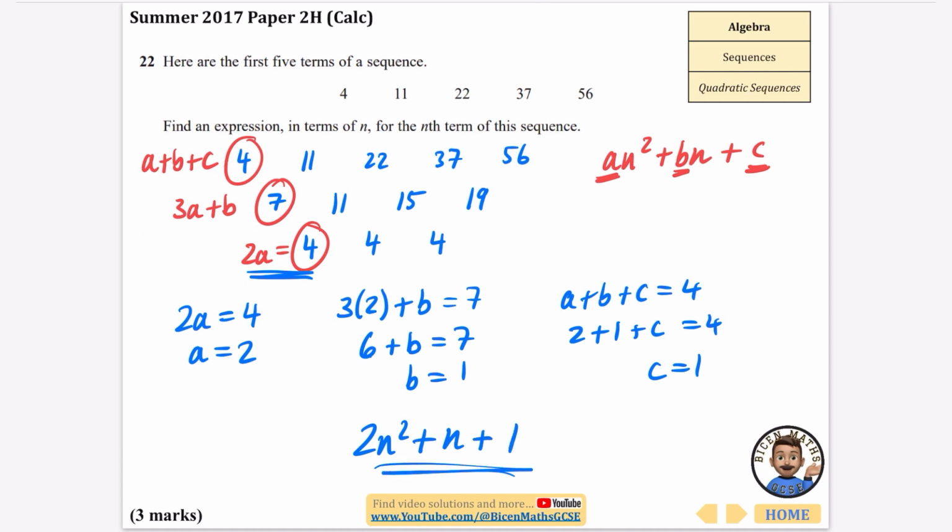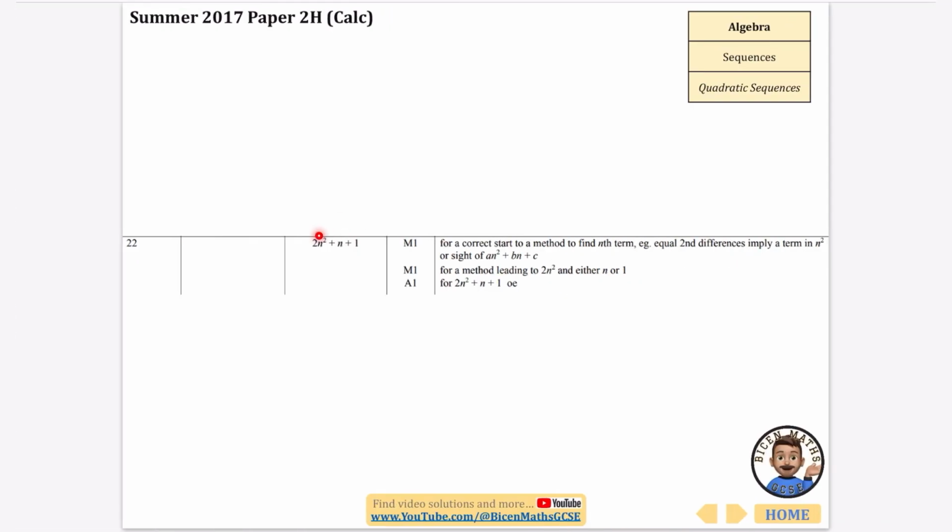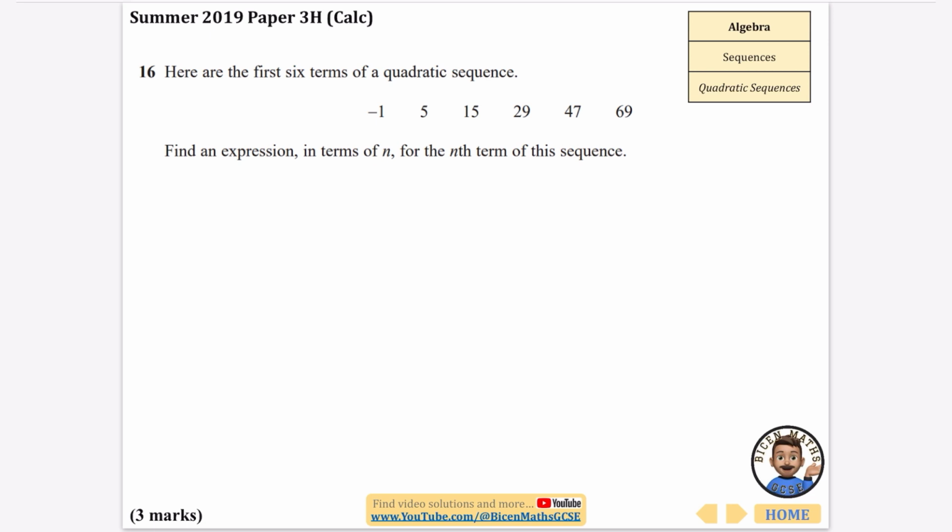Now I've got some playlists that explain where this comes from, but these bits in red here do need to be memorised if you want to be able to use this method. So let's double check we've got this right. We've got 2n squared plus n plus 1. Perfect. Okay, I'm going to do this one again.